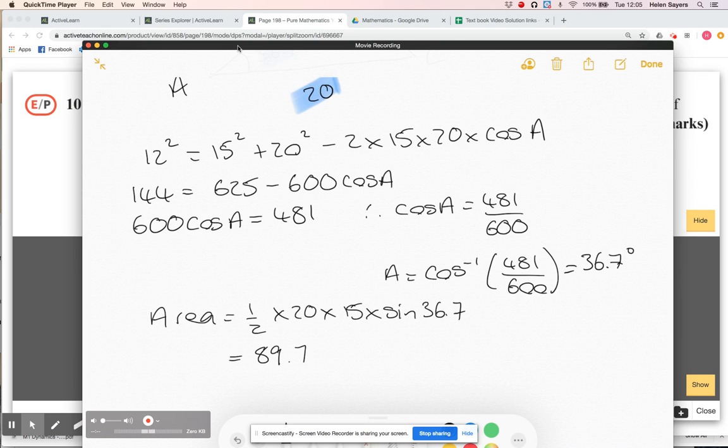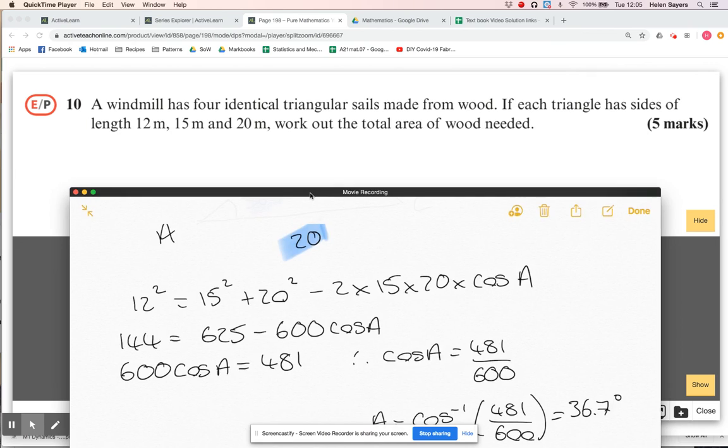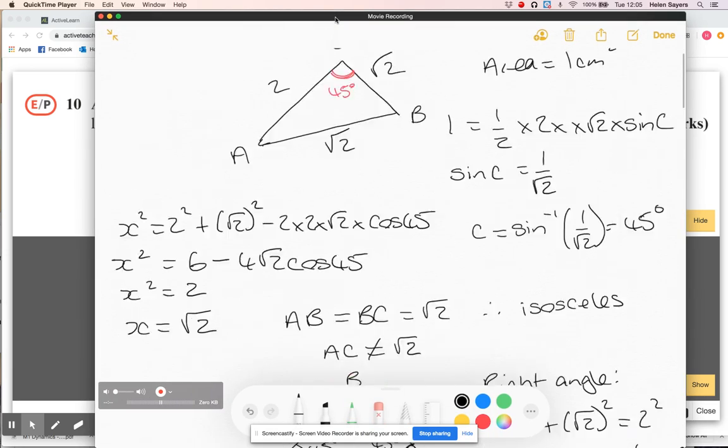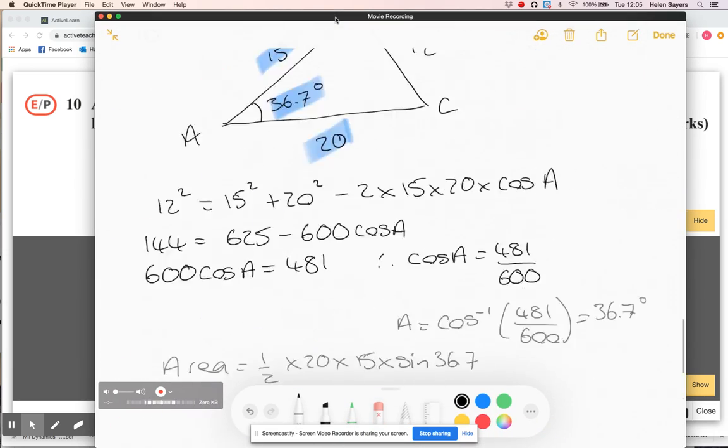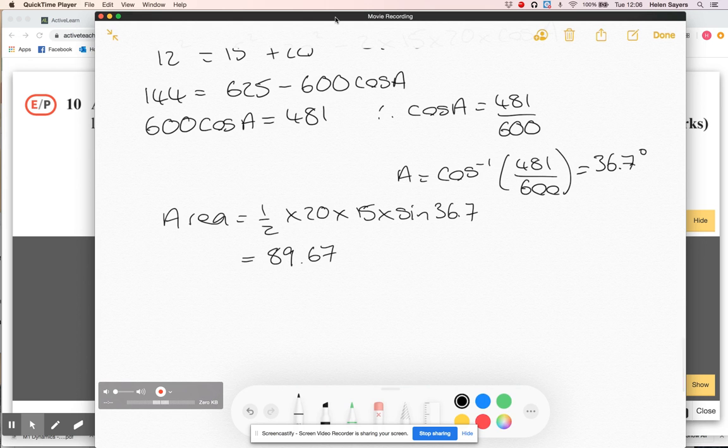Well, actually, I'll do this to more than 3 significant figures because we're not quite finished. 89.67, is that in meters? Yes, that's in meters.